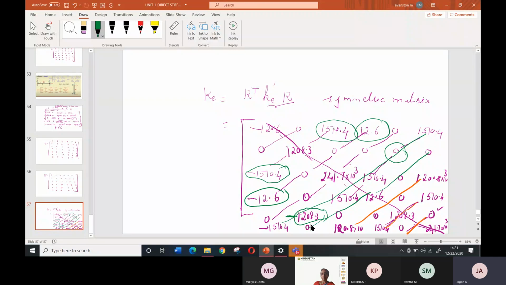Ma'am, can you show it for 1 minute, ma'am? Ma'am, can you show the R transpose? R transpose, 1 minute.